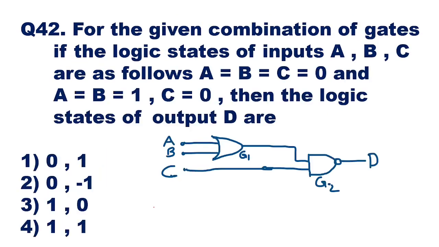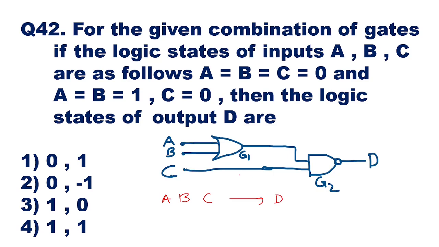For the given combination of gates, if the logic states of inputs A, B, C are as follows: A is equal to B is equal to C is equal to 0 is one state, and in the second state, A is equal to B is equal to 1 and C is equal to 0. Then the logic state of output D is what? So here we have 3 inputs: input A, input B, input C, and we have output D.